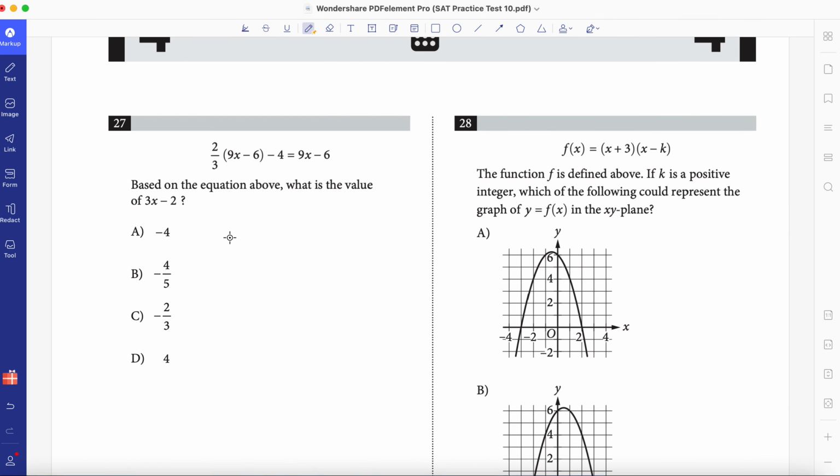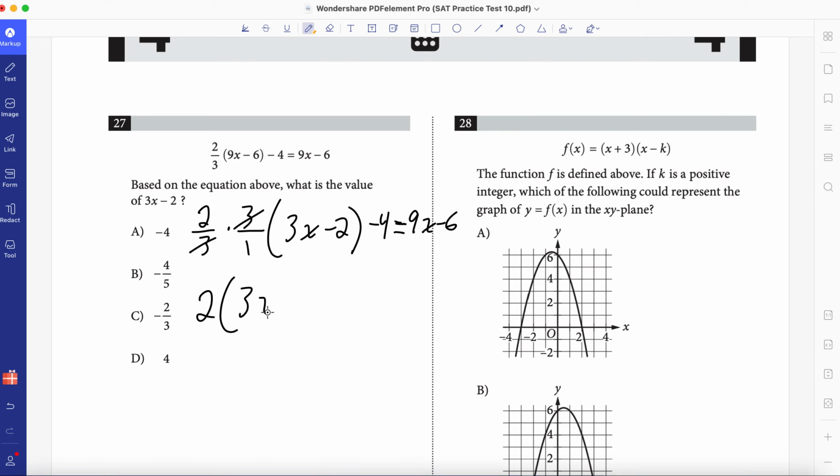Okay, so for this problem, let's just solve this equation. I want to pluck out a 3 actually. So 9x divided by 3 is 3x, and then 6 divided by 3 is going to be 2. Minus 4 is going to equal 9x minus 6. These two cancel. So 3x minus 2 minus 4 is going to equal 9x minus 6.